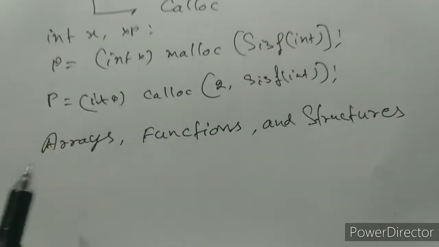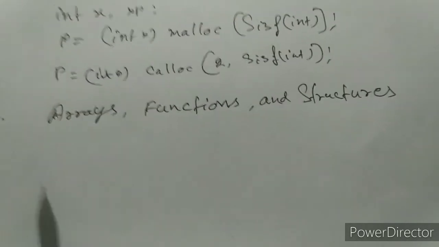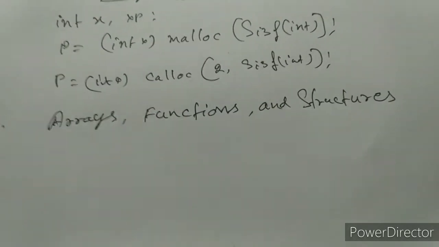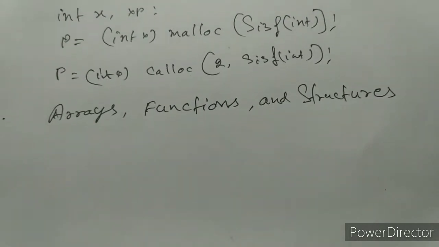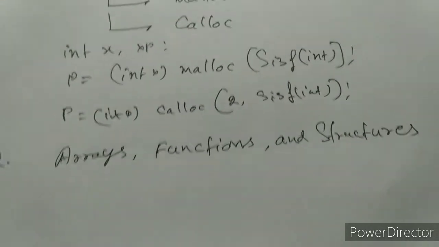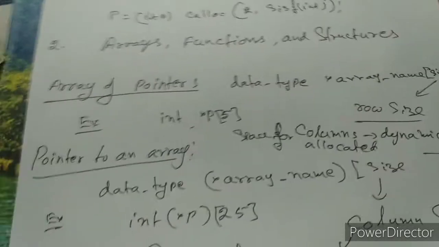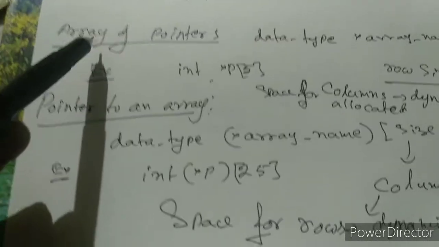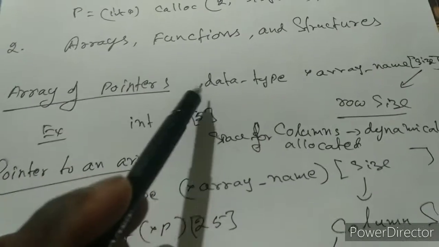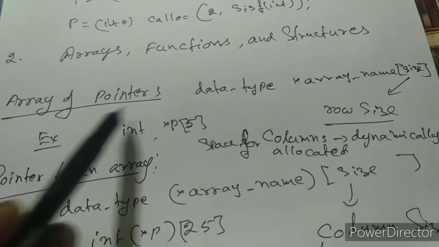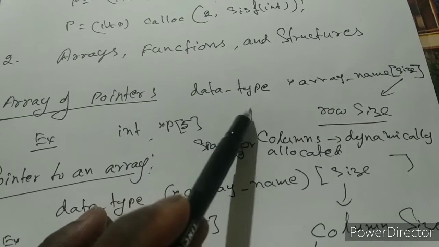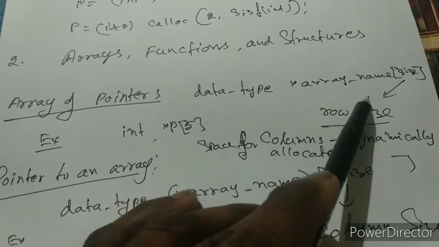Another application is arrays, functions and structures. Let us see how arrays, functions and structures can be used in a C program. Using pointers, we can declare an array of pointers. Here the array of pointers can be declared like this: data type, star, array underscore name, size.